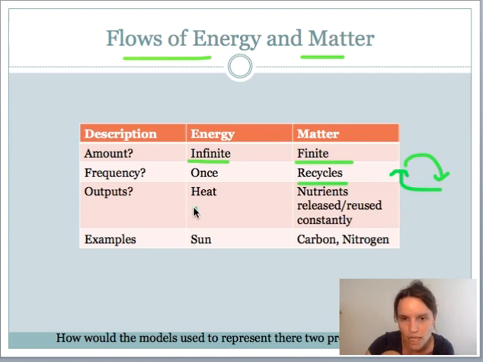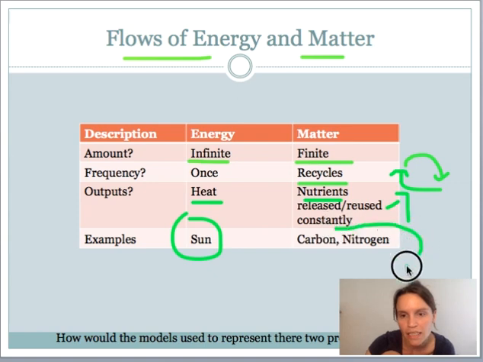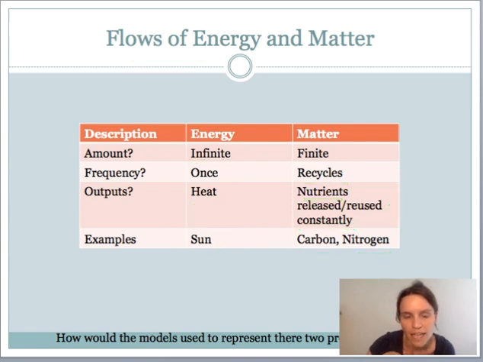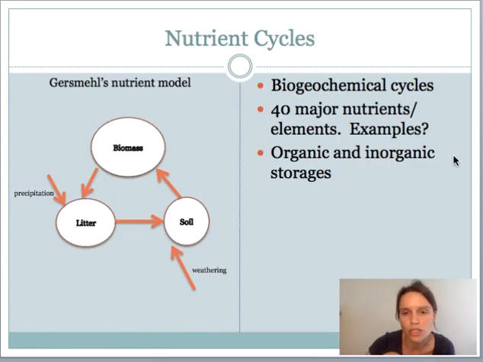more of it. Outputs from these systems, from energy, the output you look at is heat. From matter, you look at nutrients that are released, but again, those nutrients are reused and recycled. The sun is mostly involved in our flow of energy, and atoms and elements such as carbon and nitrogen are primarily involved when we look at cycles of matter. And there's actually 40 different major nutrients or elements that we can look at in cycles.